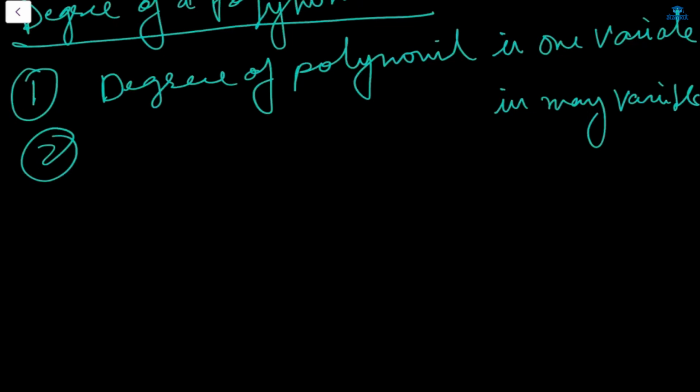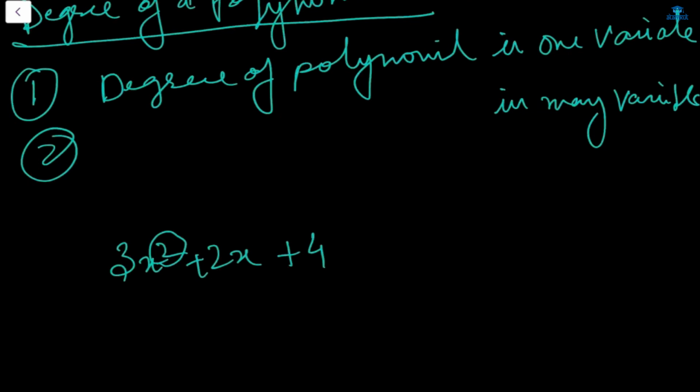Now, when there is a single variable, what is the degree of the polynomial? First, we should know that the degree of the polynomial is the highest exponent power of a variable in the given polynomial expression. For example, if I say 3x squared plus 2x plus 4, in this polynomial the highest power of the variable is 2. So this is the degree of the polynomial.